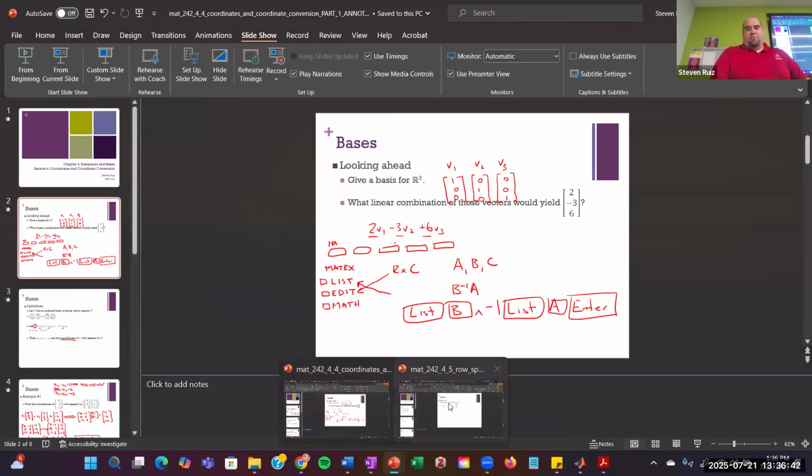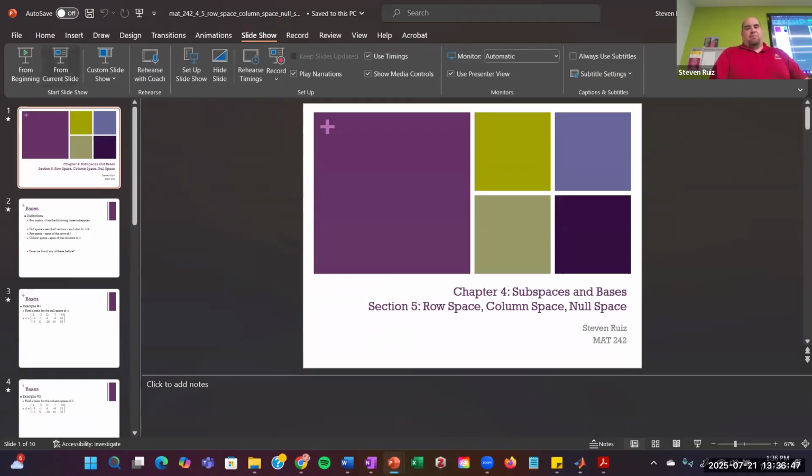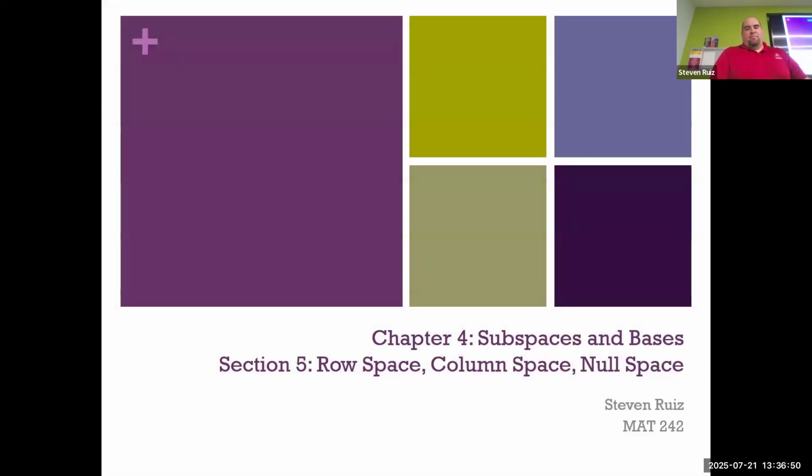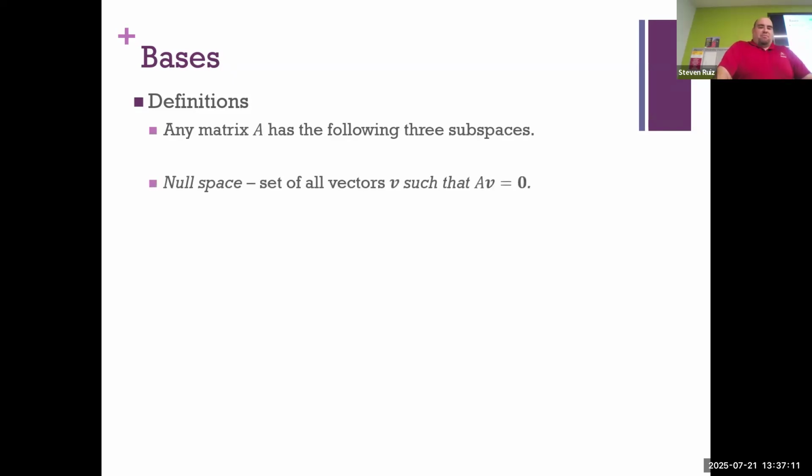So that was 4-4. Let's go to 4-5, and let's talk about a few different subspaces that all matrices have. These ideas of a row space, a column space, and a null space. What are those things? Every matrix has these three subspaces. There's a null space, which is basically all the vectors such that if you multiply the matrix by that vector, you would get 0.